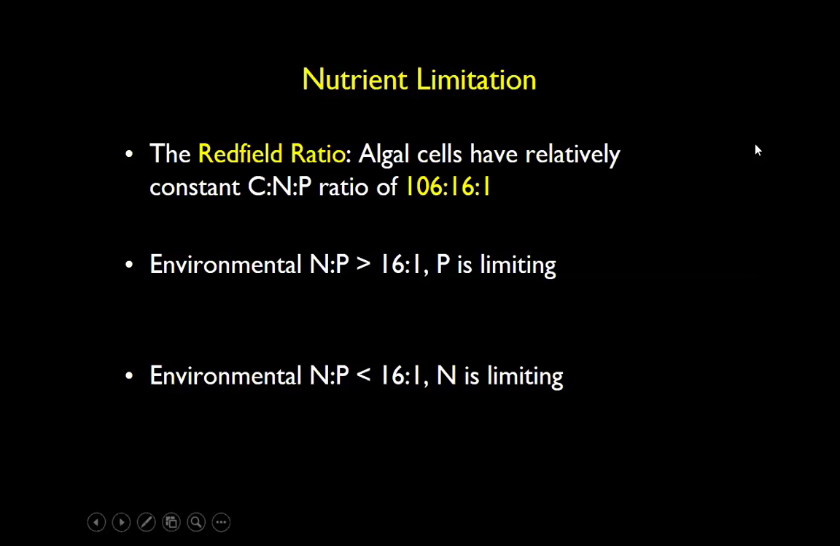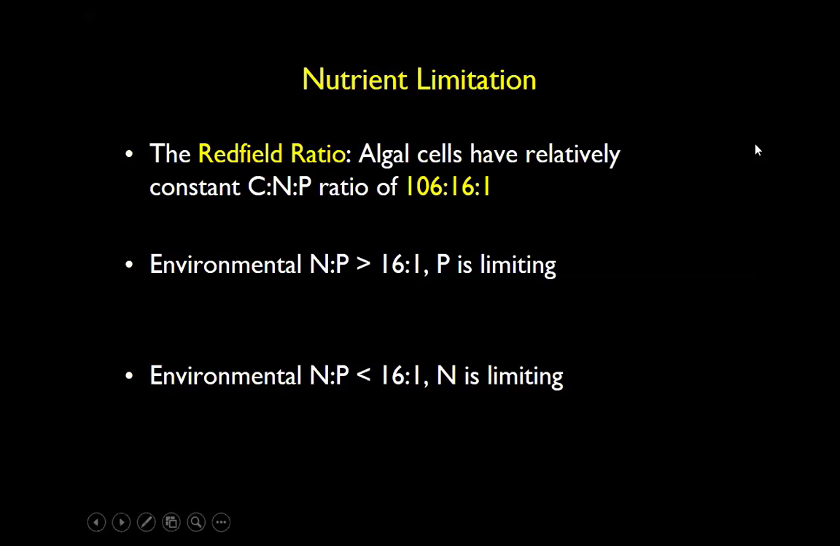As a consequence, when the ratio of nitrogen to phosphorus in the water is greater than 16 to 1, then no matter how much more nitrogen you put in the water, algae aren't going to grow more because they've got to match it with phosphorus as they grow. So when you have relatively high ratios of nitrogen to phosphorus, phosphorus limits algal growth. And the converse as well: when the ratio is less than 16 to 1, then nitrogen becomes limiting, because no matter how much more phosphorus you give, it has to have 16 parts of nitrogen for every part of phosphorus to keep growing. Does that make sense?